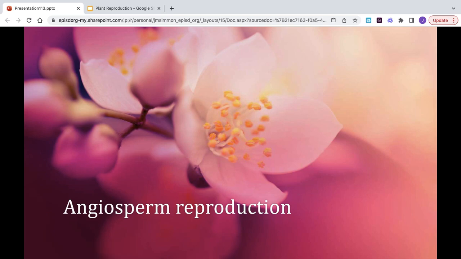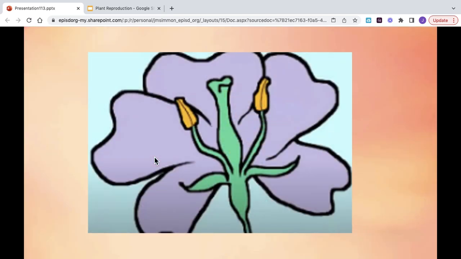In today's lesson, we're going to go over angiosperm reproduction. An angiosperm is basically a plant that has flowers. This is a typical diagram that you will see on tests and exams. This is a diagram of a lily flower, and we're going to go over the different parts that are involved in reproduction with this lily flower, what they're called, and the functions that they have.